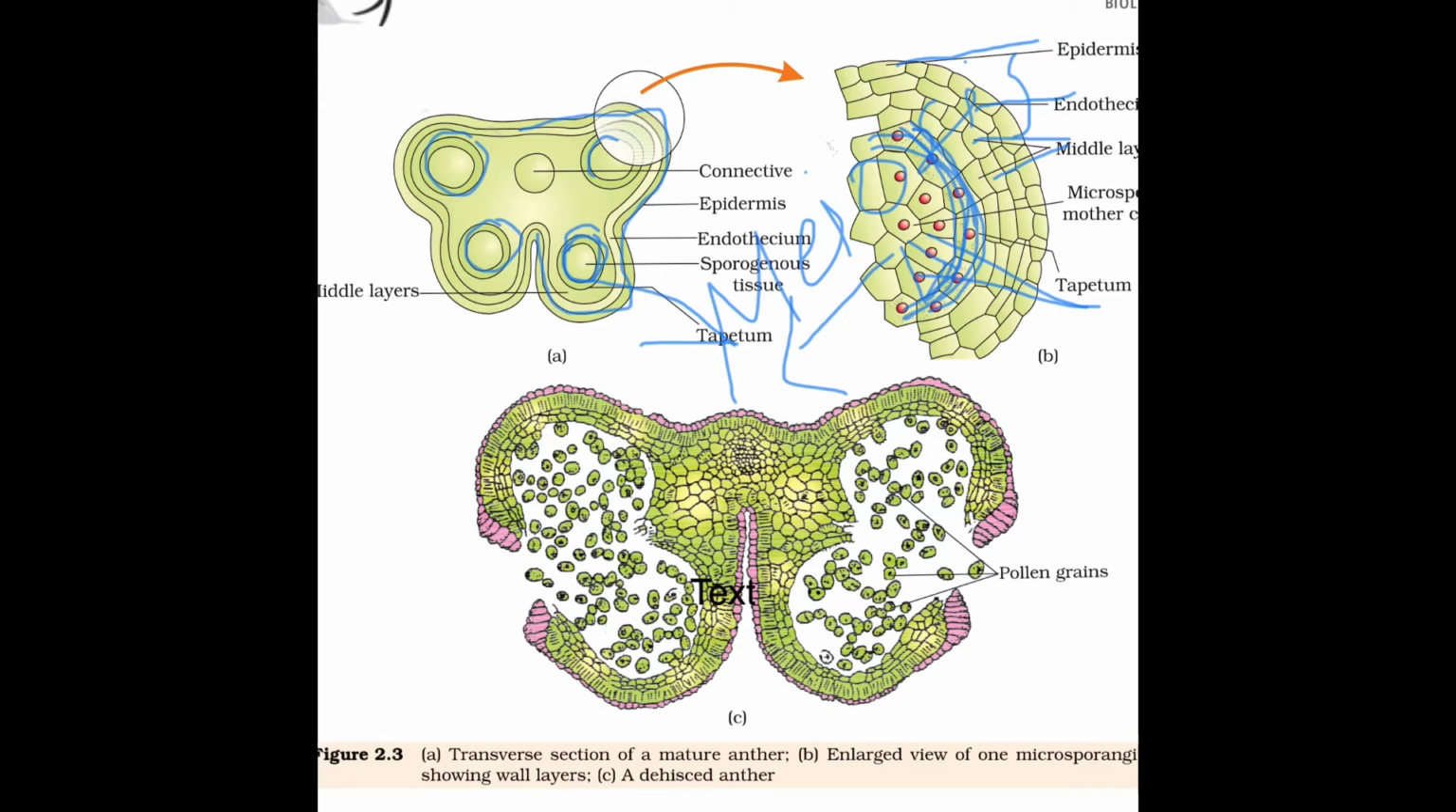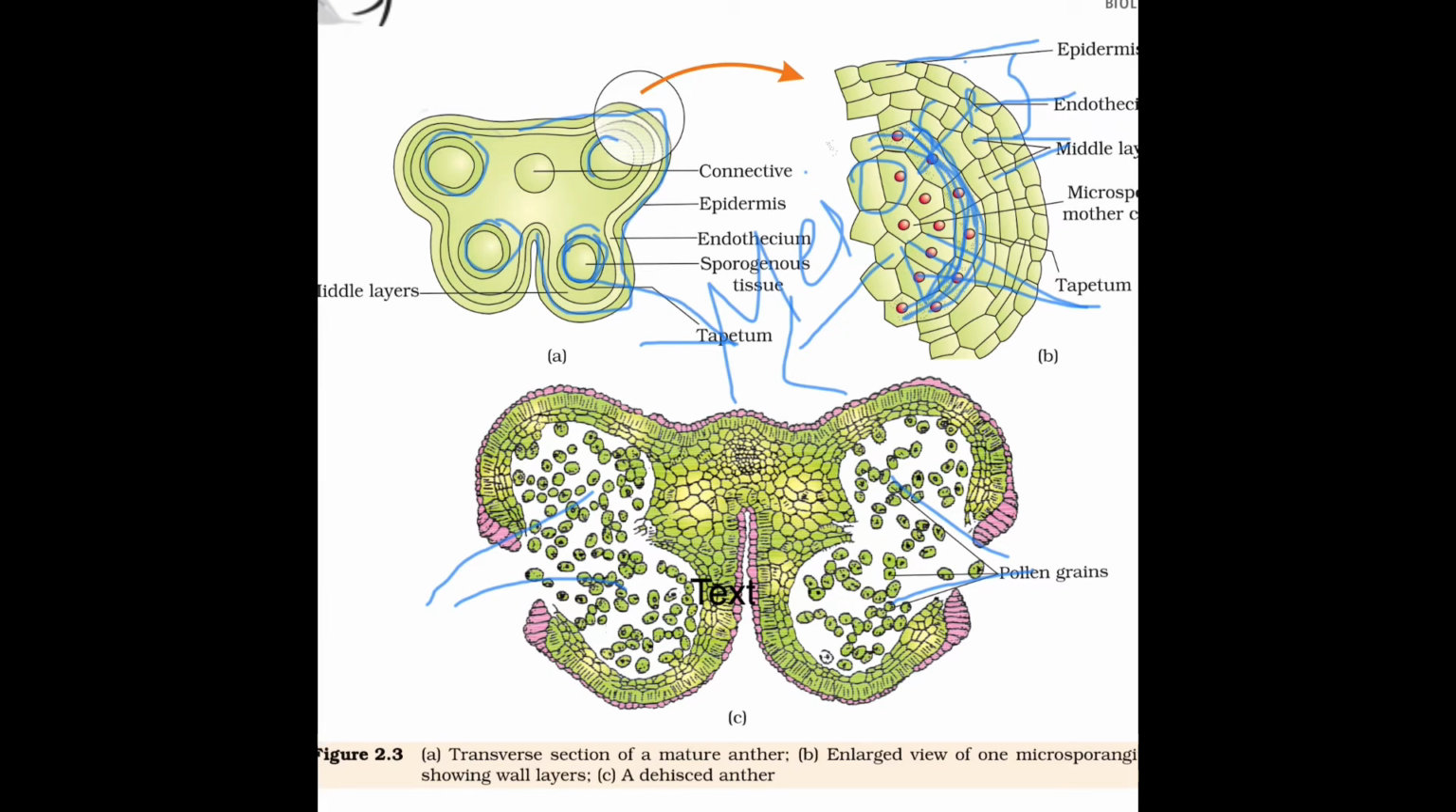Initially, when they divide, all the four cells will arrange themselves as microspore tetrads. They will not be separated from each other after division. But when they mature, they will be single cells, and they will be called pollen grains. You can see here these are many pollen grains inside the anther, and these pollen grains are released from the anther at the time of dehiscence.